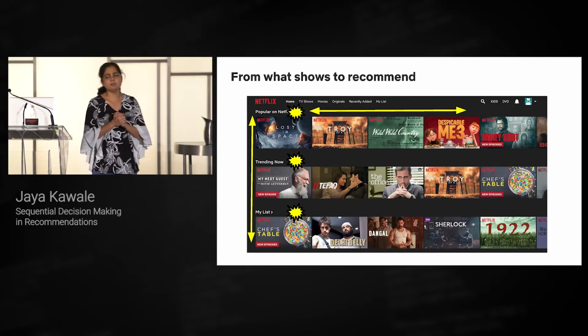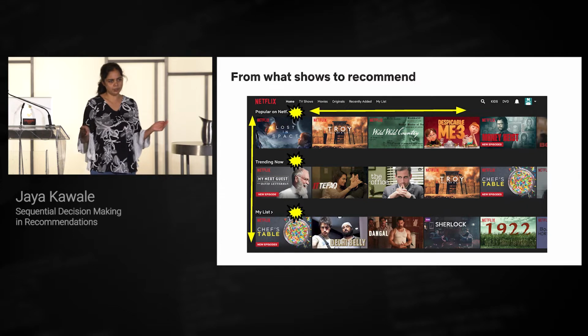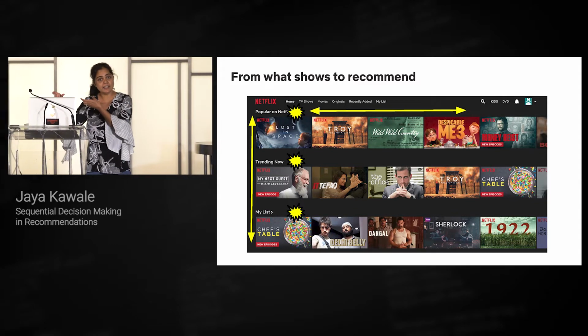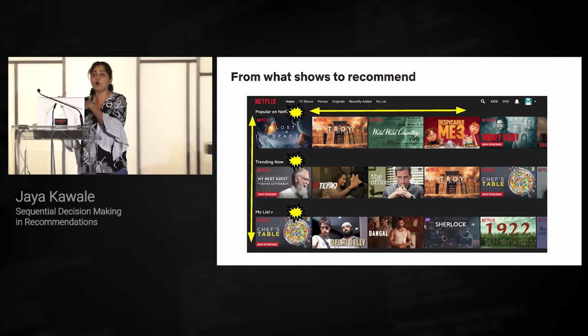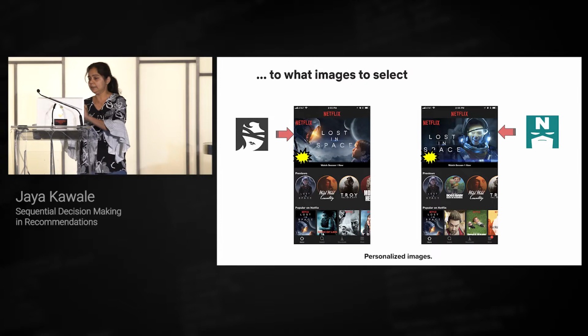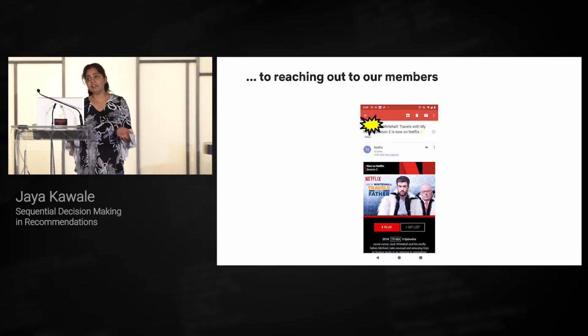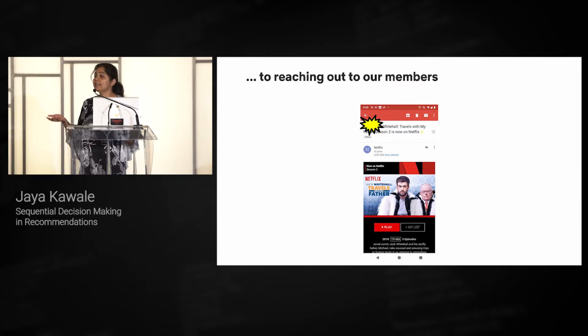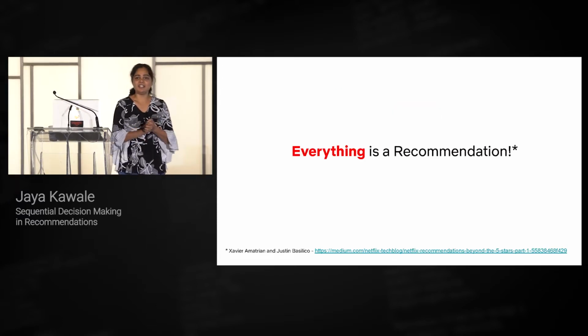So we have recommendation algorithms for everything, from what shows to recommend to the members, how to organize the titles within the rows, what rows to show to the members, how to have the right names to show for the rows, how to organize the results when you search for a title, how to show the right image to the users when you see a title. And even when we reach out to you saying that you might be interested in a particular title, that content is also personalized. So it would not be wrong to say that everything at Netflix is actually a recommendation.